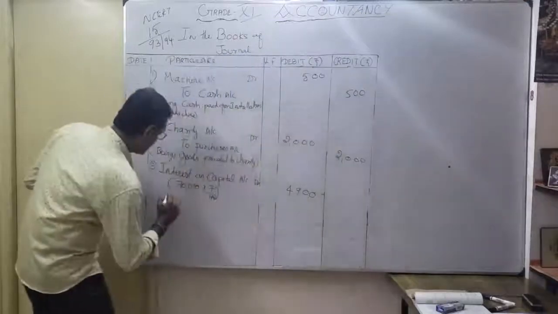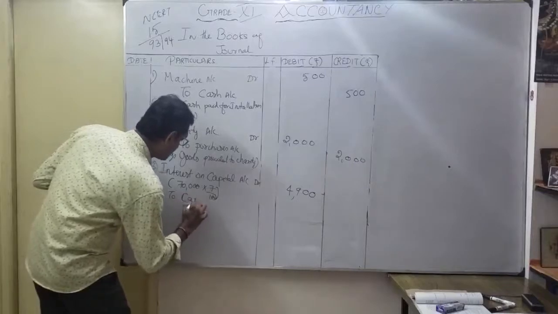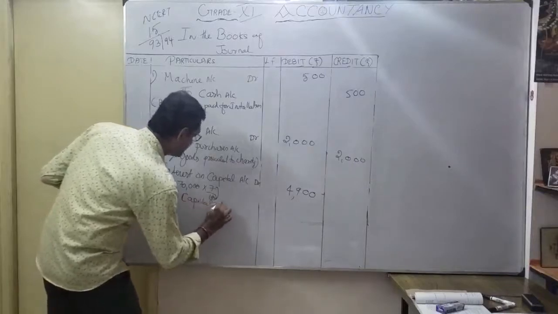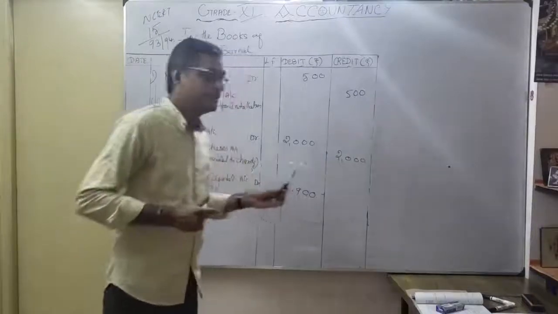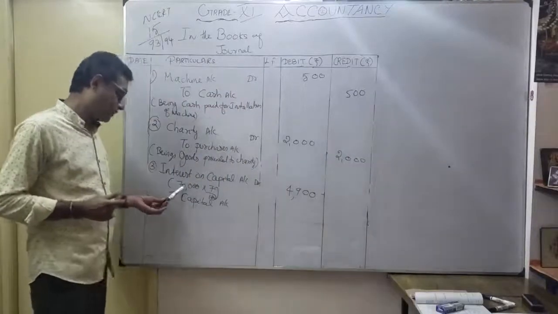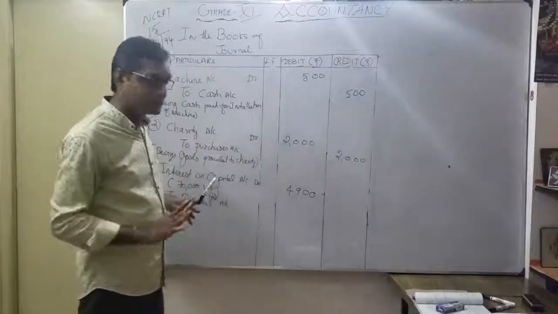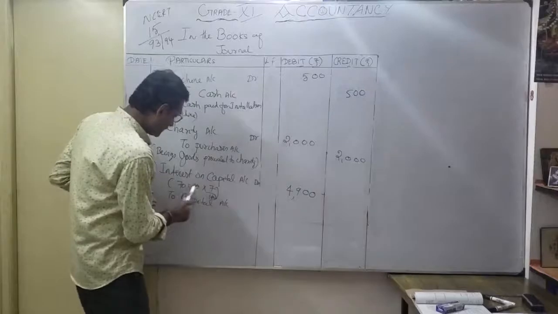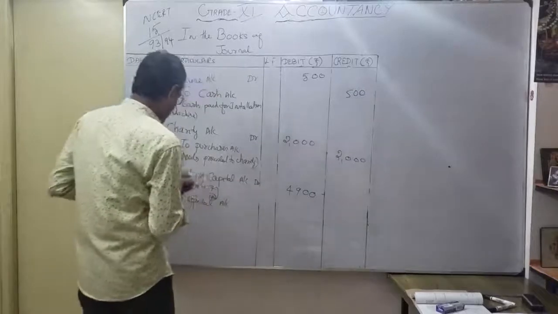So what's the credit? To interest on capital account. The same example we did in our previous journal entry. Here our capital is 70,000 at the rate of 7%. Here all 12 months. That's why we simply wrote 70,000 into 7 by 100. Here itself you can do it. Answer is 4,900 to capital account.